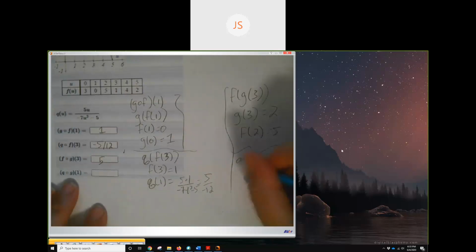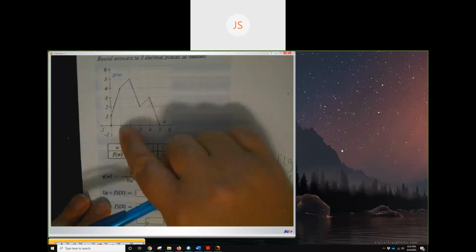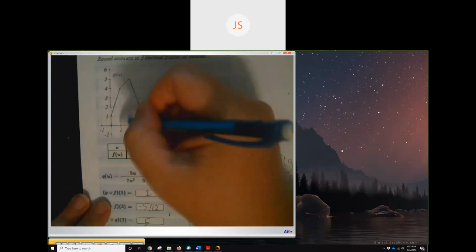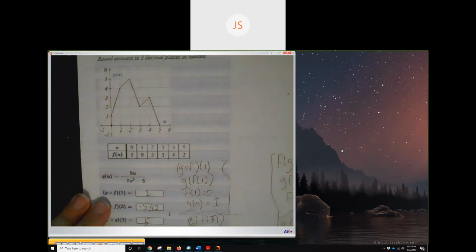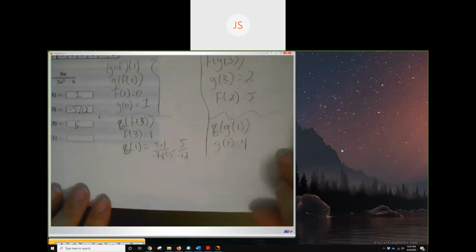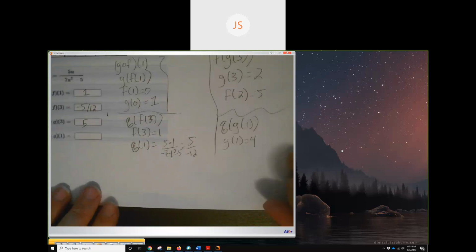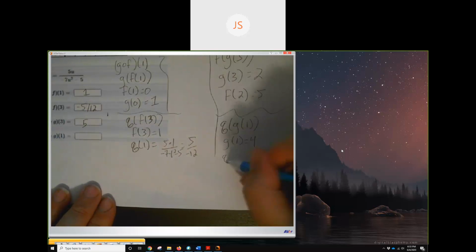And then last but not least, Q of G of 1. So we start on the inside, G of 1. When U is 1, G of U is 4. So now that I know that G of 1 is 4, I can replace this G of 1 with a 4. And I need Q of 4.